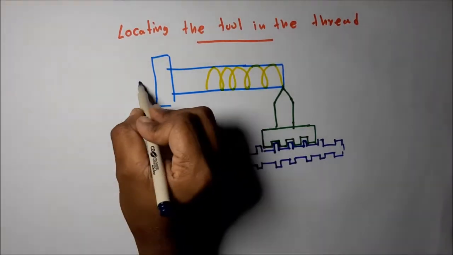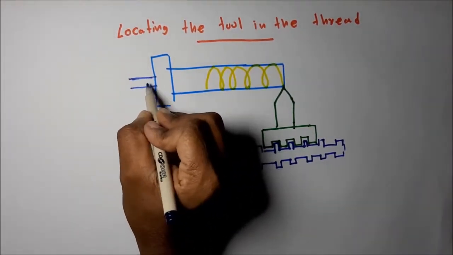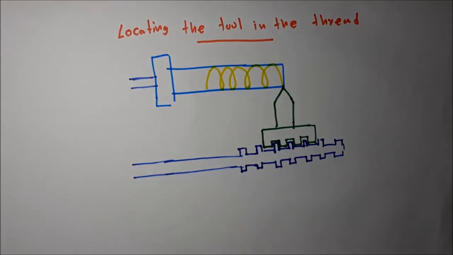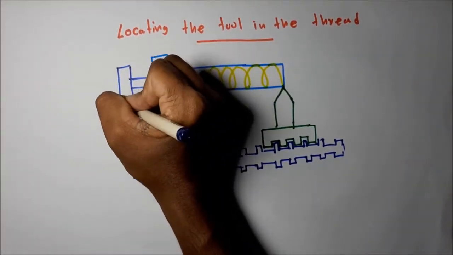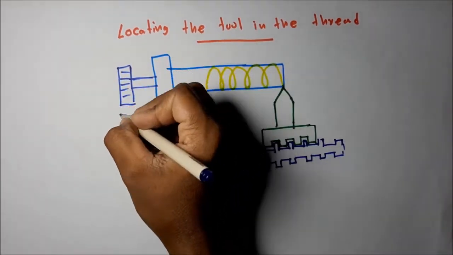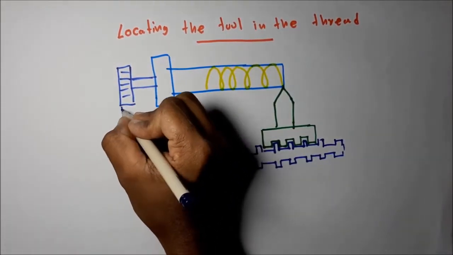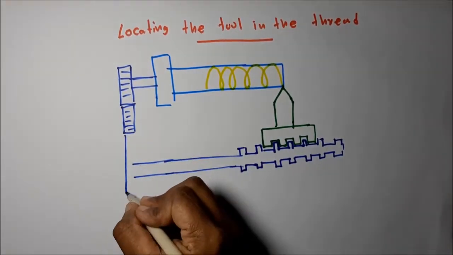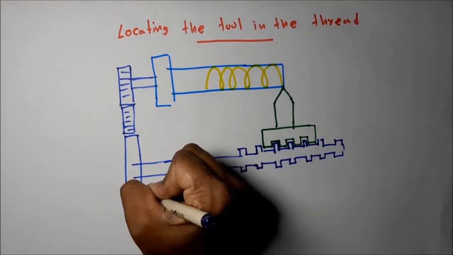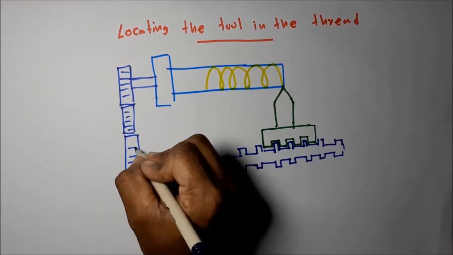The lead screw shaft and the spindle shaft are connected through the gear train. This is the spindle shaft gear wheel, this is the intermediate gear wheel, and this is the lead screw shaft gear wheel.